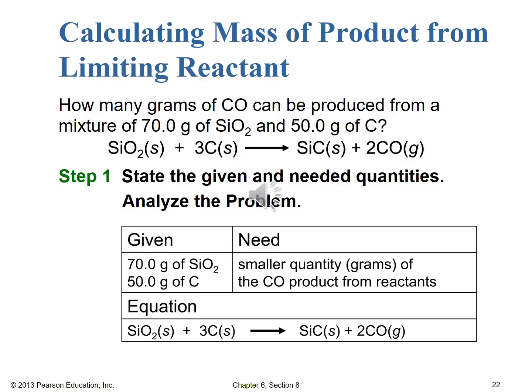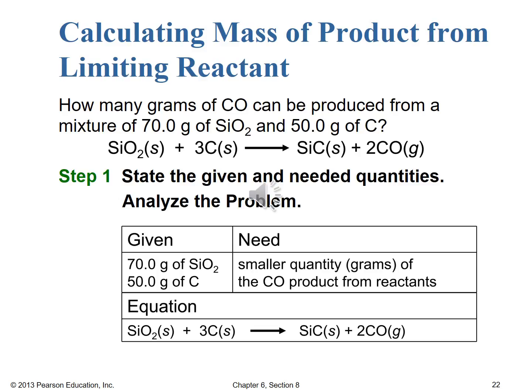Okay, let's work another example together using that guide, and this one we're starting with masses here. How many grams of carbon monoxide can be produced from a mixture of 70.0 grams of silicon dioxide and 50.0 grams of carbon? So there's our balanced chemical reaction, and we're looking for the amount of CO that we can produce. We could also consider the other silicon carbide product, but here the reaction specifically asks about CO. So that's the one we'll go with.